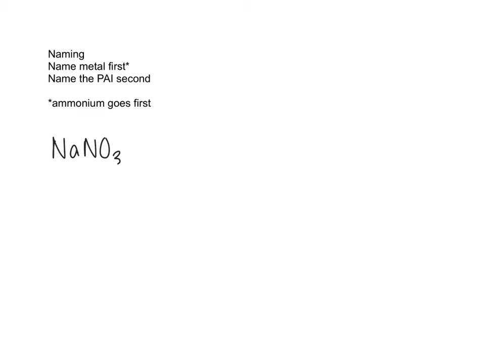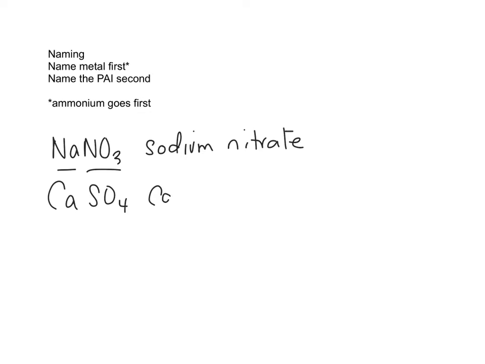So, for instance, if we have NaNO3, well, this would be sodium, that's our metal, and NO3 is our polyatomic ion, and that is called nitrate. We don't call it nitrogen trioxide, we give it its own unique name, and that's nitrate. CaSO4, this is calcium sulfate. SO4, 2 negative, is calcium sulfate.